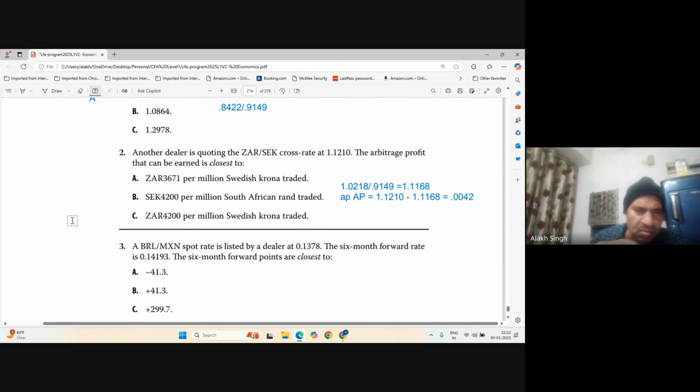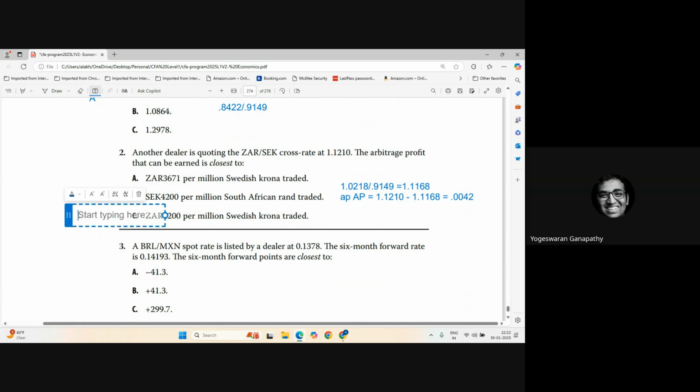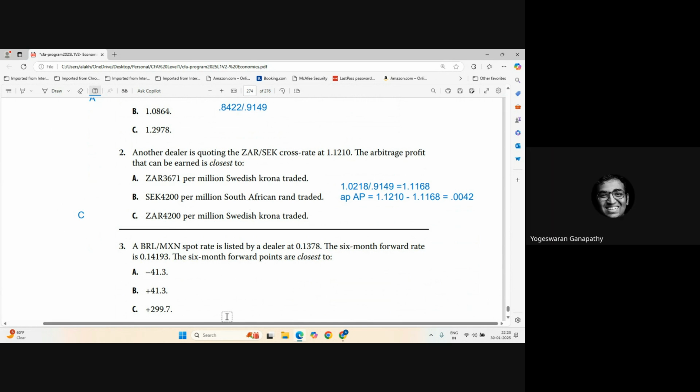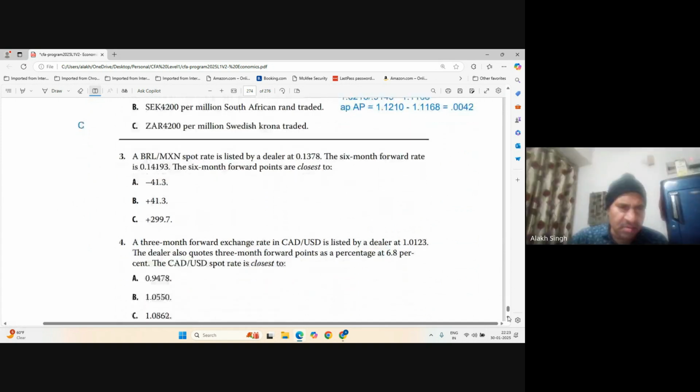Do you understand? ZAR and Swedish krona. Then only C is the correct answer. B is not, because it says South African rand. They are trying to confuse. Okay, question number 3.